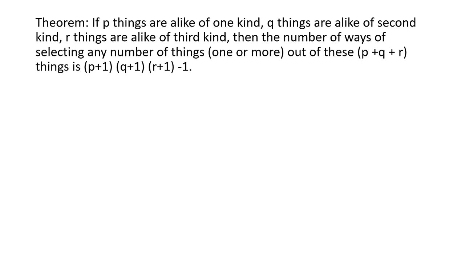So try to understand the statement of the theorem. There are p things which are alike and there are q things which are alike and there are r things which are alike. Now you have to select one or more objects out of these three. So the number of ways of selecting is equal to p plus 1 times q plus 1 times r plus 1 minus 1. So let me explain the statement of the theorem with this picture.